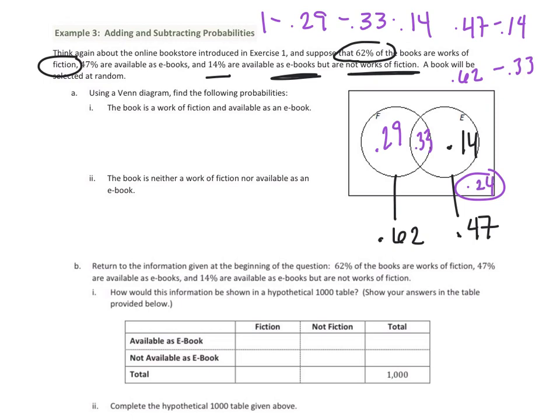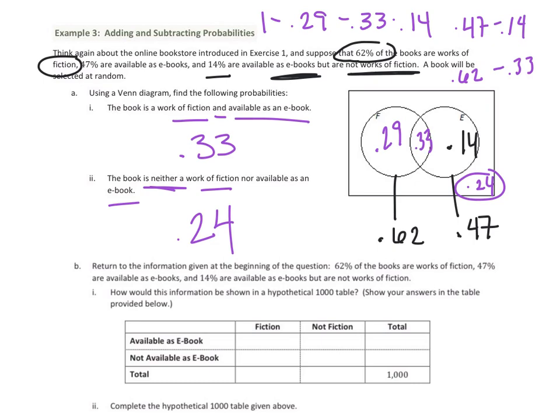Now again, once you fill this diagram in, the questions are pretty easy. First question, using this Venn diagram, the book is a work of fiction and an ebook. So I want to be fiction and an ebook. The only place those two meet would be that 0.33. The book is neither a work of fiction nor an ebook. So you can't be in this circle or this circle. That leaves me outside with 0.24.